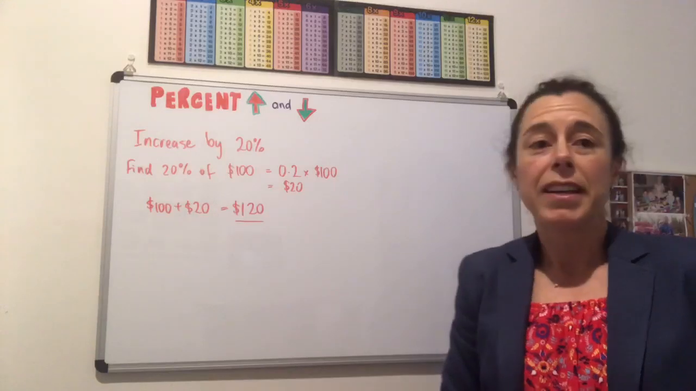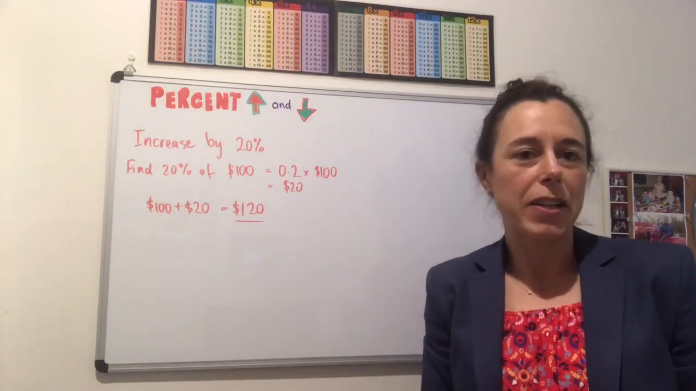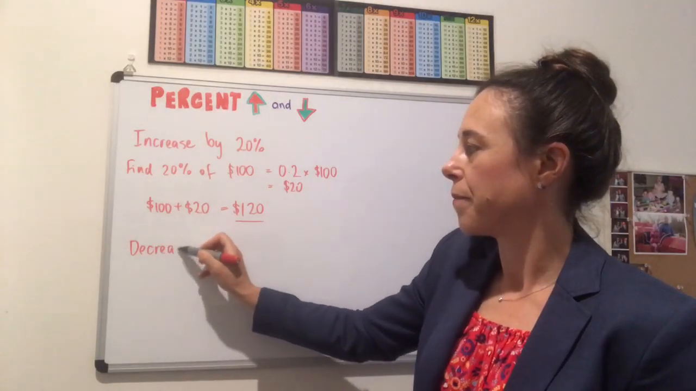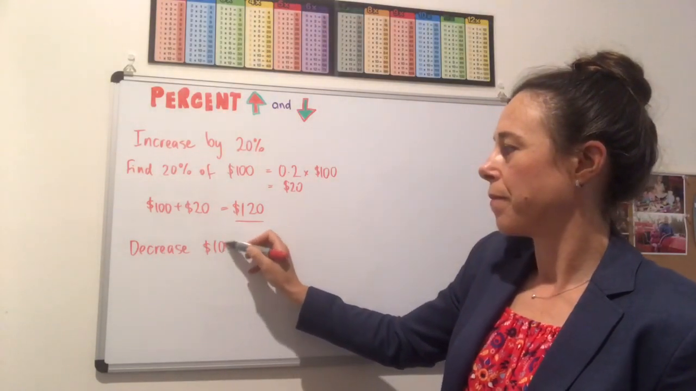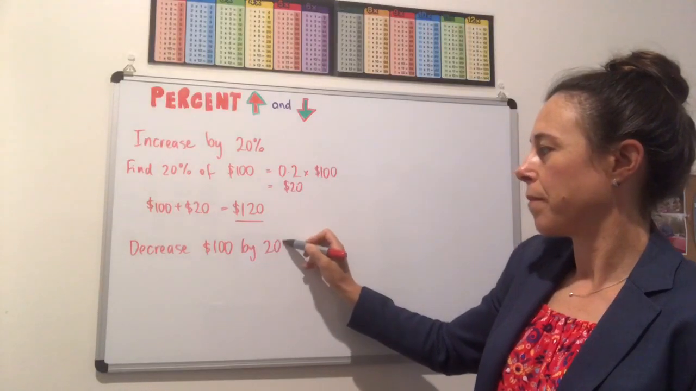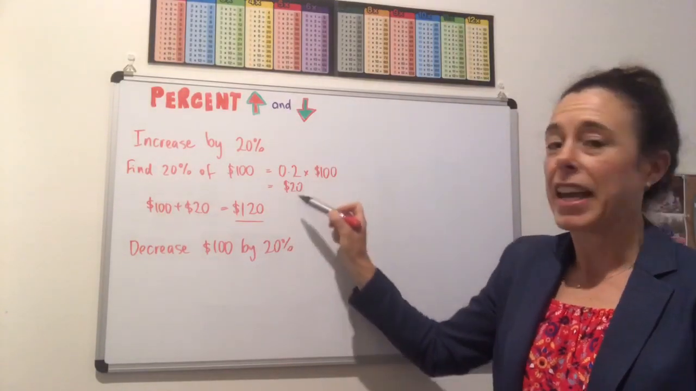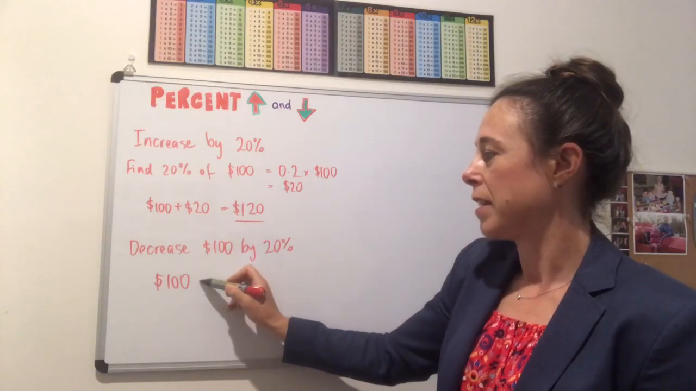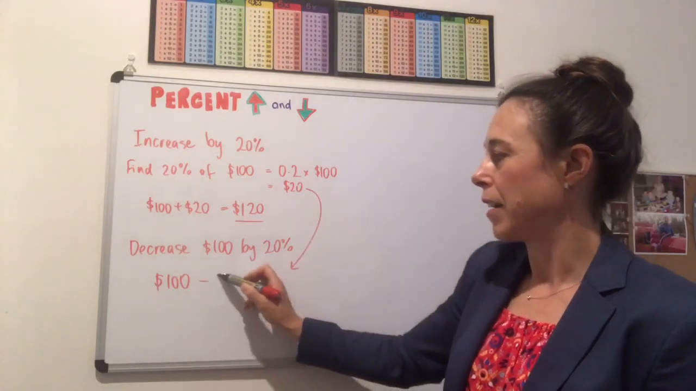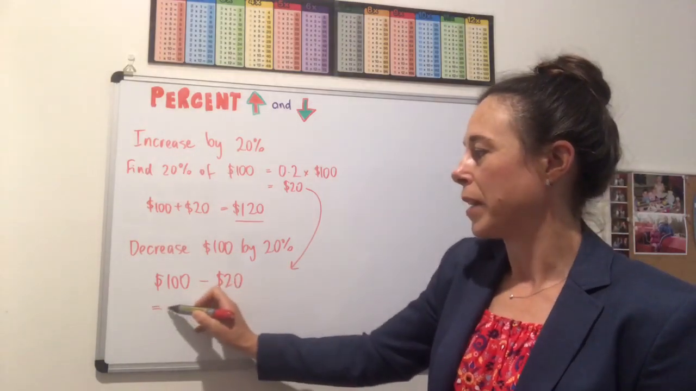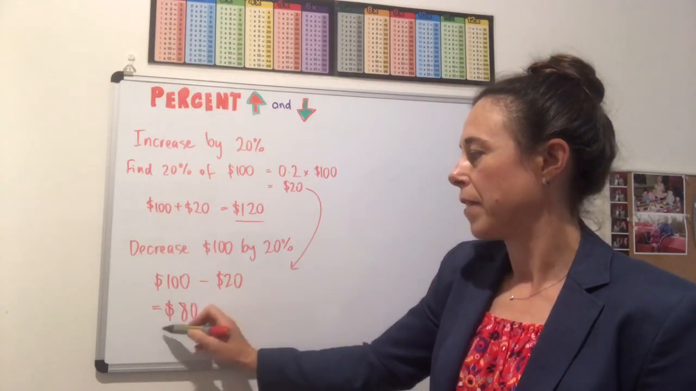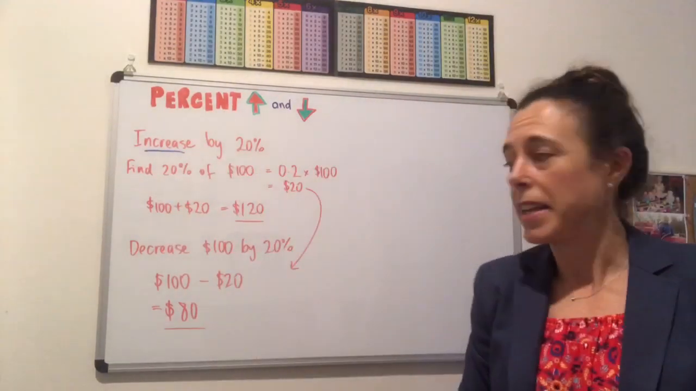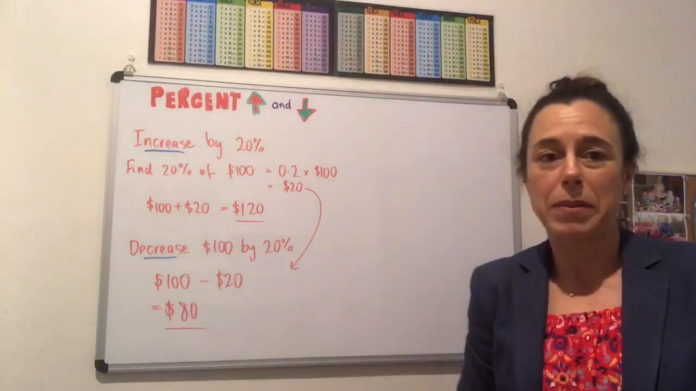$120. Now if we wanted to decrease 100 by 20%, we would just need to take this amount off of 100. So we would have $100 take our $20, which would leave us with $80. So we've increased by 20% and we've decreased by 20%.